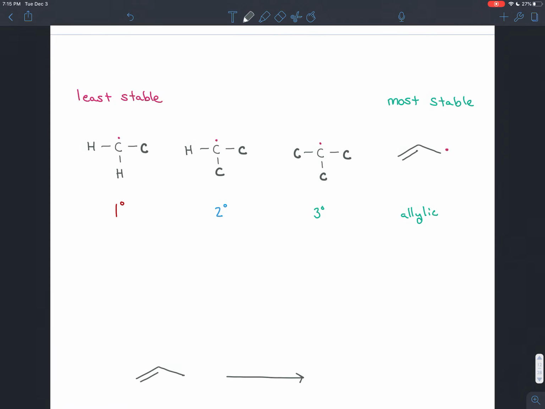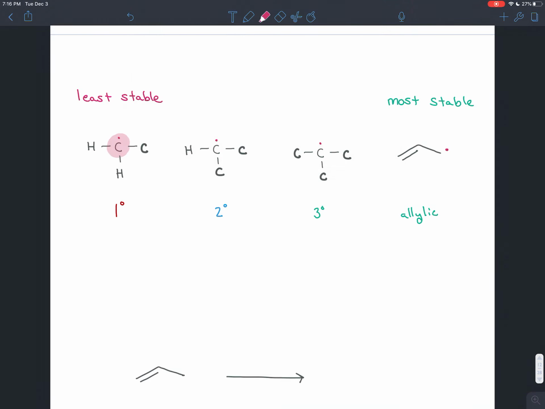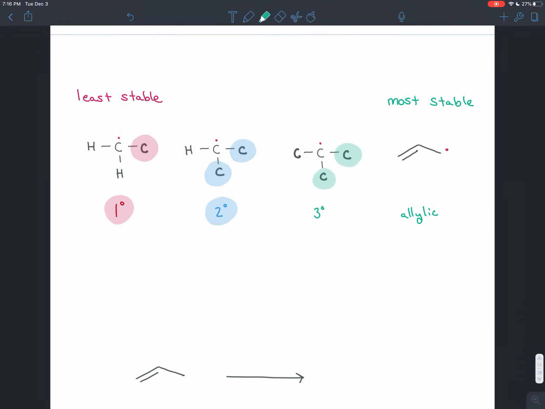Remember that the more substituted a carbon is, the more stable the radical will be that forms on it. So for example, this radical here is only bonded to one carbon, so it's primary, and it's not very stable. The next one is bonded to two carbons, so it's secondary. That radical is a little bit more stable. The next one, you have three carbons there, so that's tertiary. That is even more stable because the radical is able to spread out through hyperconjugation.